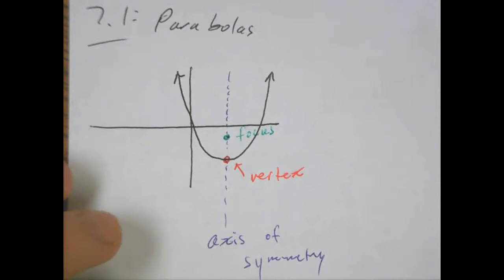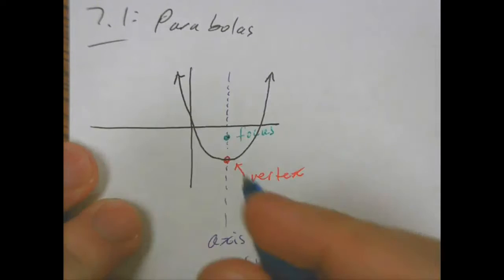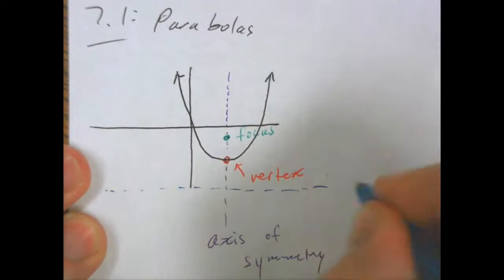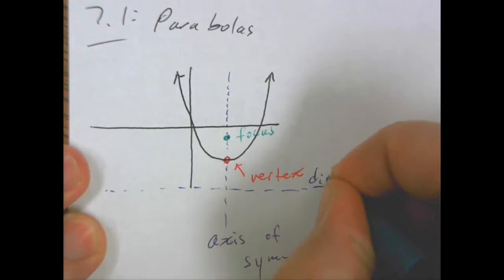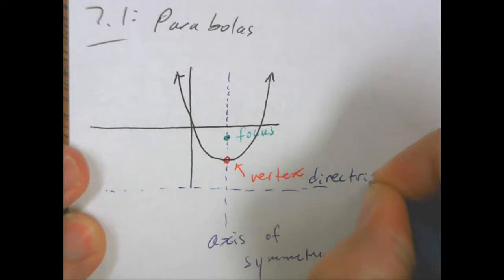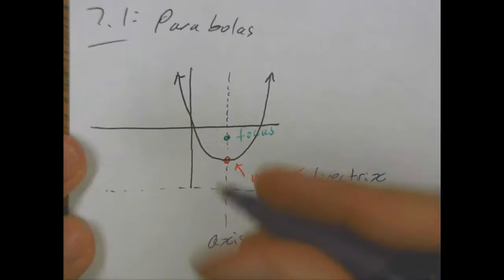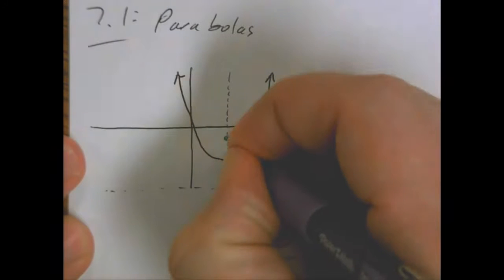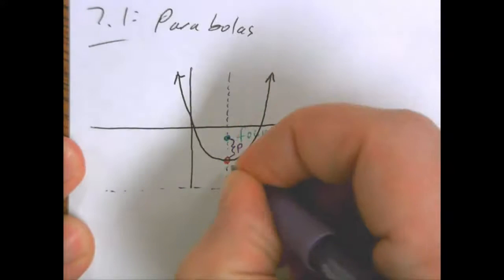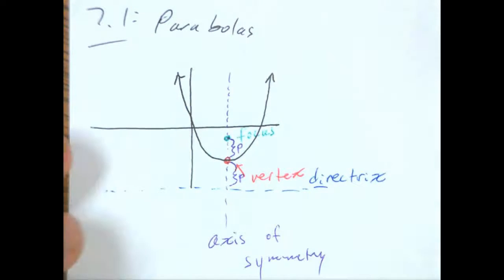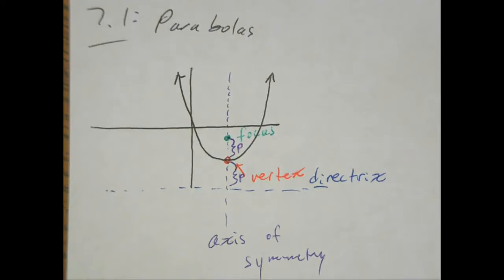On the opposite side of the vertex from the focus, we have something called the directrix. It is actually a line, the same distance away from the vertex as the focus. And this distance that it is away, this distance is p. Same thing, this distance is also p. So when I write my equation in standard form, this will all make sense to you.